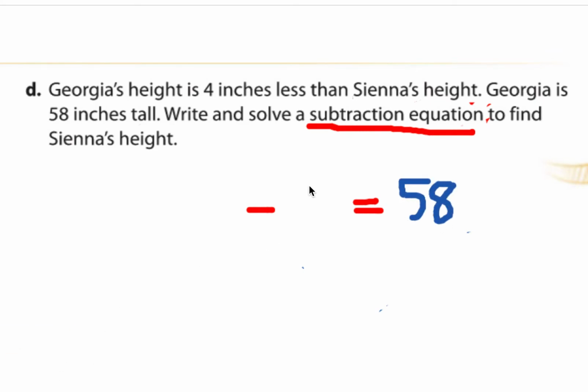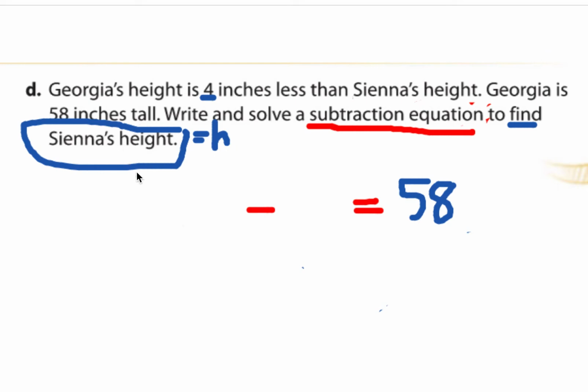Now I'm going to have to put something to the right and something to the left of the subtraction sign. So I need a number and an unknown, a variable. So it says Georgia's height is 4 inches, there's the number 4, less than Sienna's height. Our I don't know is Sienna's height. It says find Sienna's height. We don't know Sienna's height. So it's going to be H to represent Sienna's height.